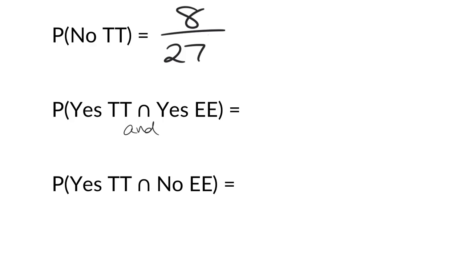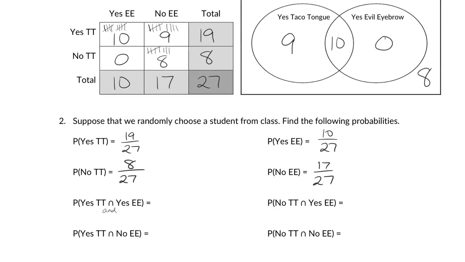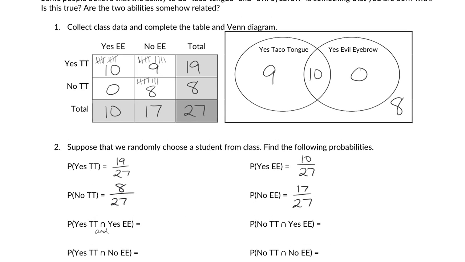Okay, for this probability, we were wanting to know the probability that we randomly select someone that is both yes to taco tongue and yes to evil eyebrow. How many people were yes taco tongue, yes evil eyebrow? 10. That's 10 out of our 27 people because we want the overlap between those two things. How many people were no taco tongue and yes evil eyebrow?